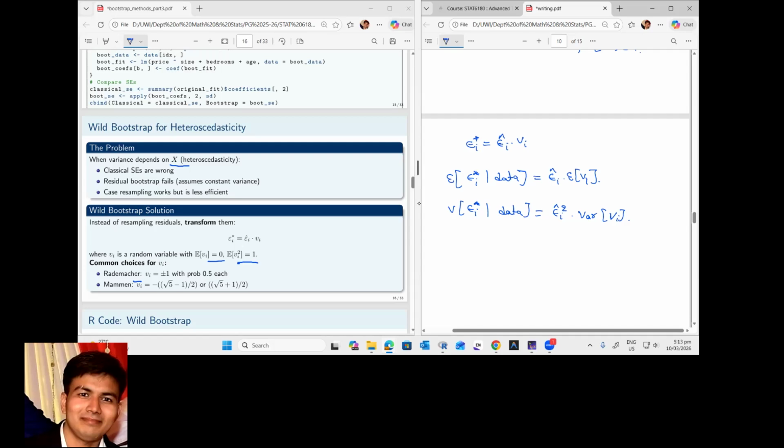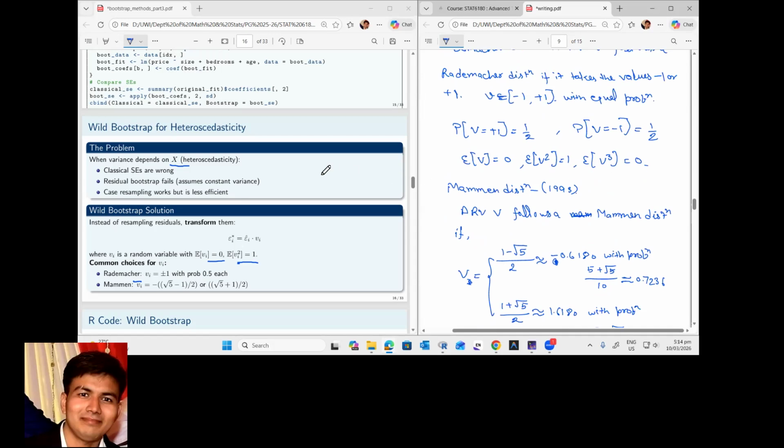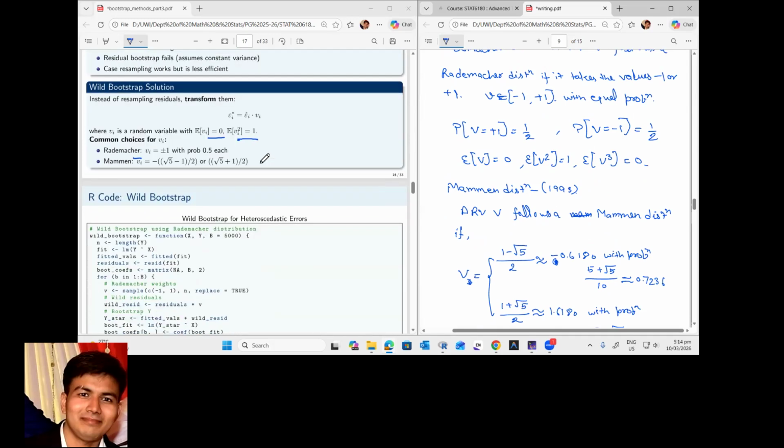Here one thing is there. Someone may ask why we are not taking Vi following a normal distribution with mean 0 and variance 1. That also can be fulfilled. It can also work, but it introduces continuous randomness that may be less efficient in small samples. So that's why we don't use Vi following the normal distribution with mean 0 and variance 1. We use the Rademacher and the Mammen distribution for the wild bootstrap under heteroscedasticity. So this was the model for us.